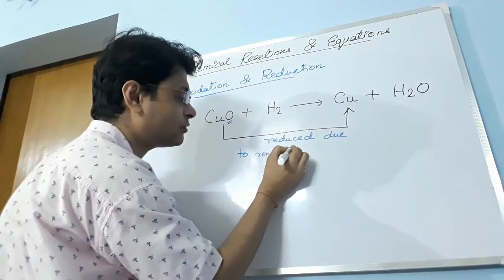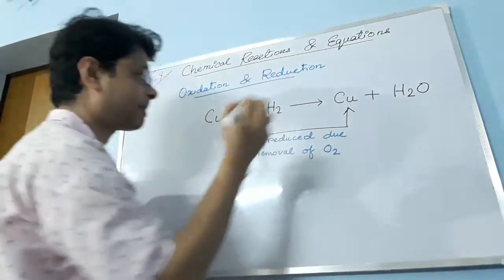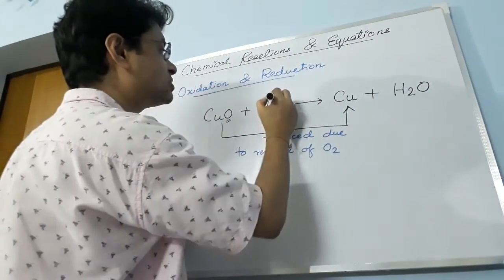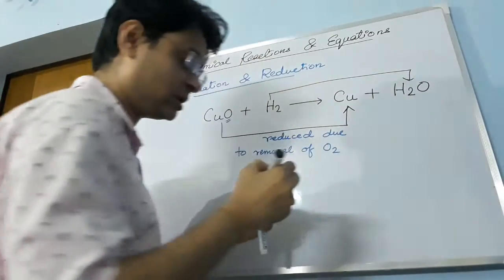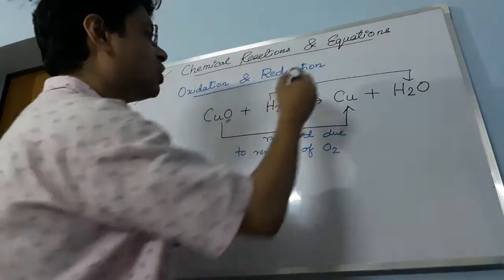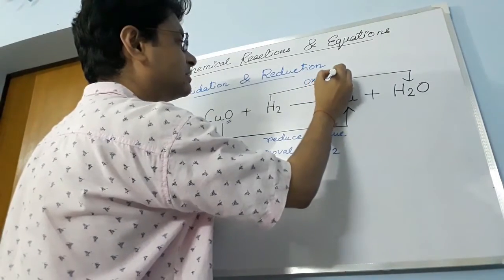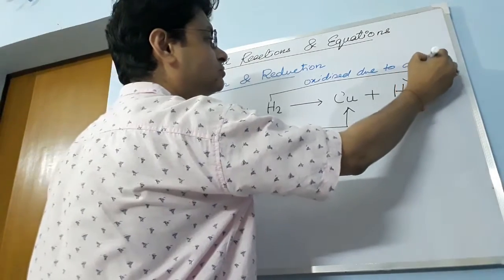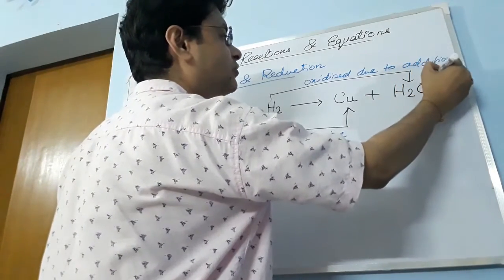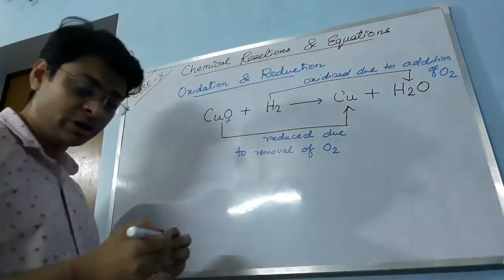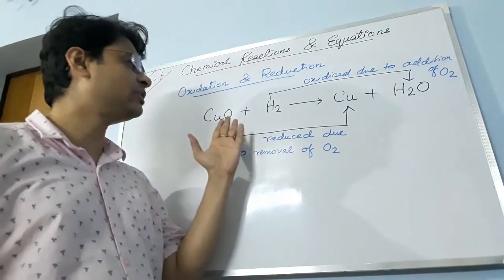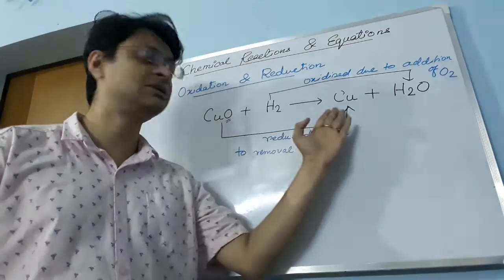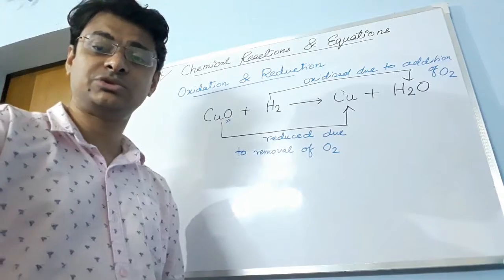It is reduced due to removal of oxygen. And again you see, hydrogen, what happened? Hydrogen is oxidized to water. How? Because it is oxidized due to addition of oxygen. So you have to only remember this type of reactions. Whenever oxygen is added, it gets oxidized, and whenever oxygen is removed, it is getting reduced.